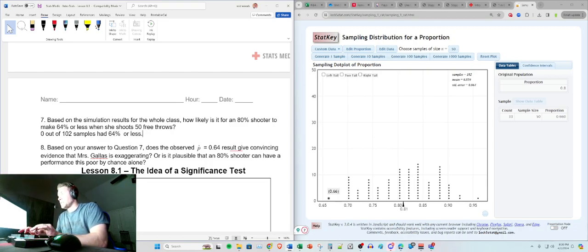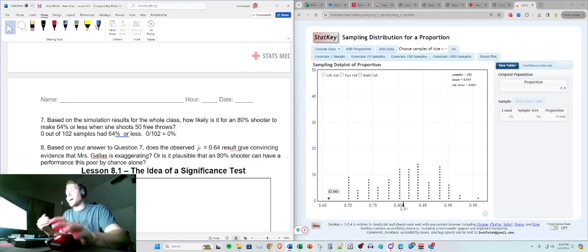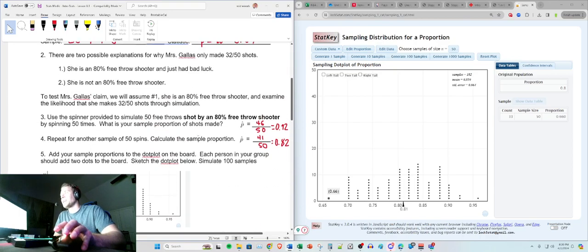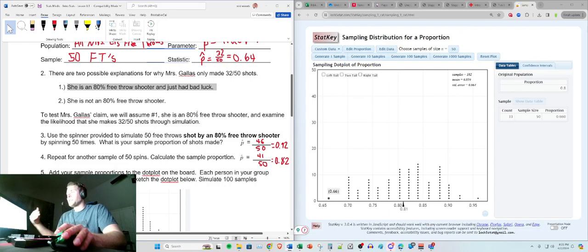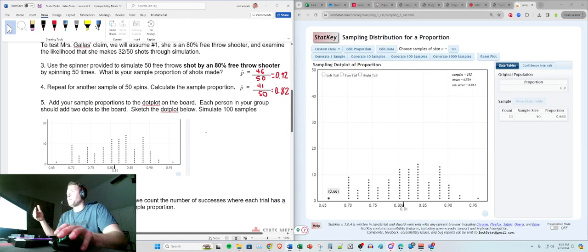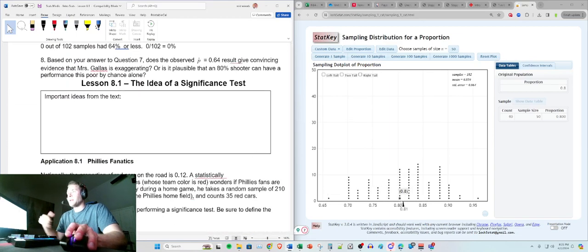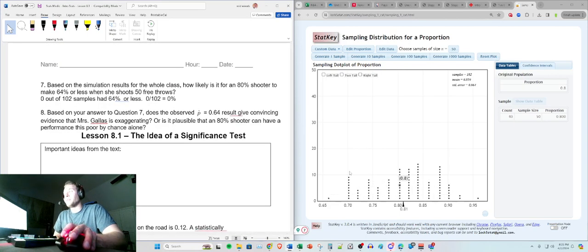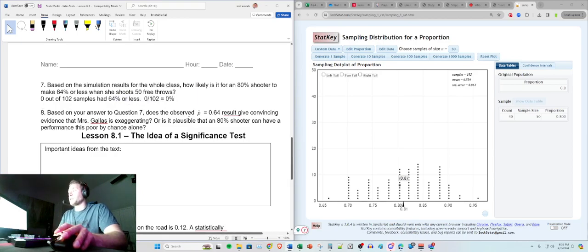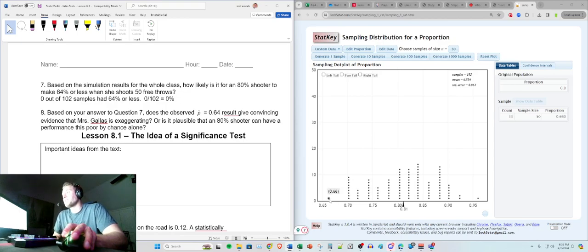or less, which is 0 divided by 102 equals 0%. This is not just bad luck, it seems like. It doesn't just seem like that this option really is plausible, because if it was bad luck, we would expect it to be closer in this range here. There are no samples in our simulation that had 64% or anything lower than 66%.